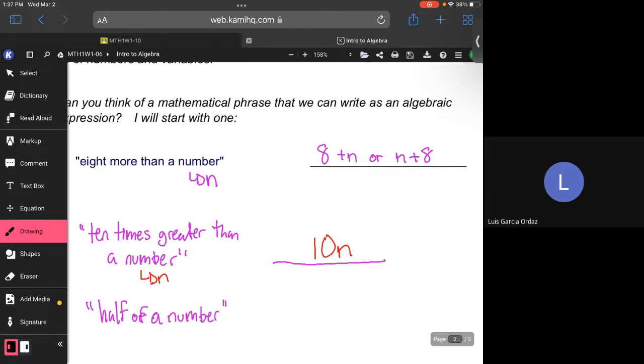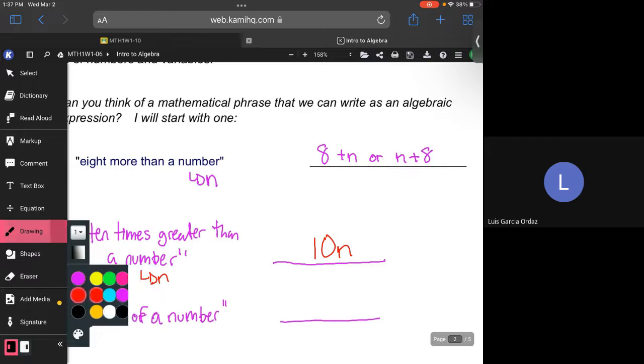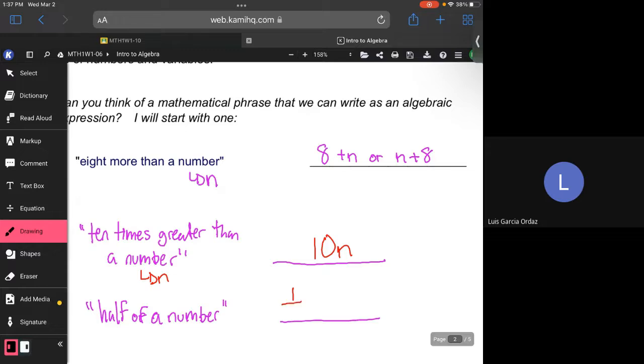Then the last one. If we have half of a number, what would my algebraic expression be? Yep. So 1/2 n. So you can have it like this. We have 1/2 n, or you can also write n over 2.